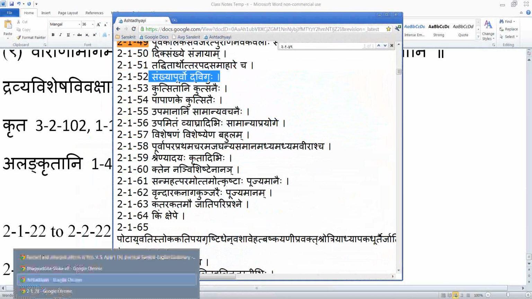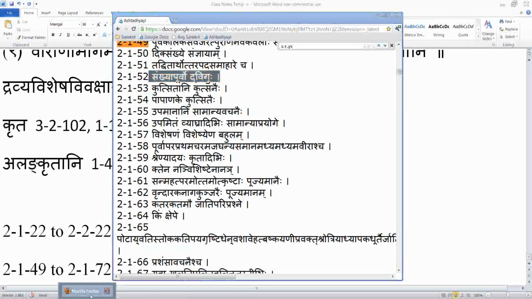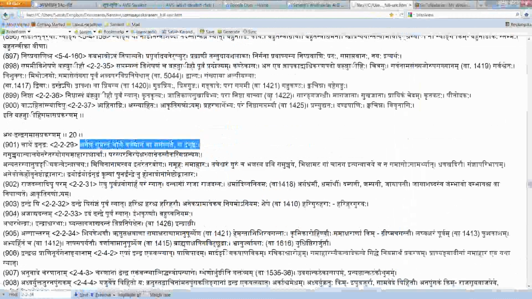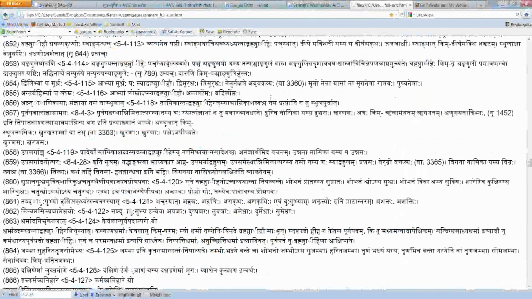Okay, let's go to Kaumudi. I think because it's all will be there. Let's go to Kaumudi. So this Kaumudi, I think it starts around 700. Because what happened is that we are going in reverse order.